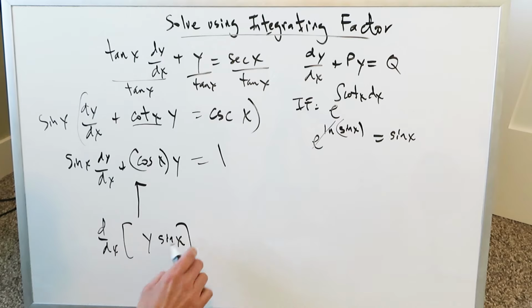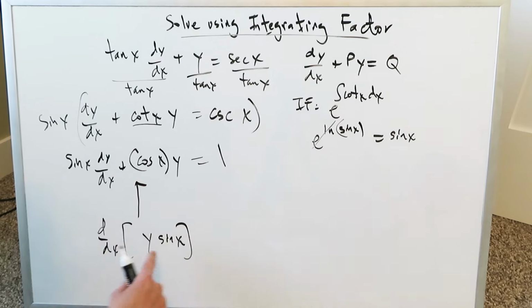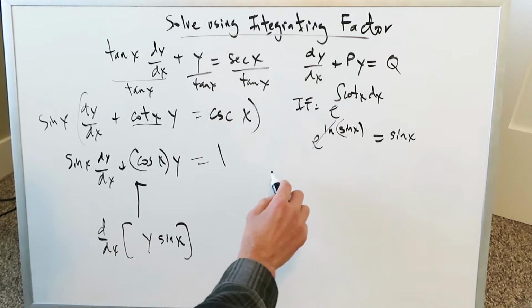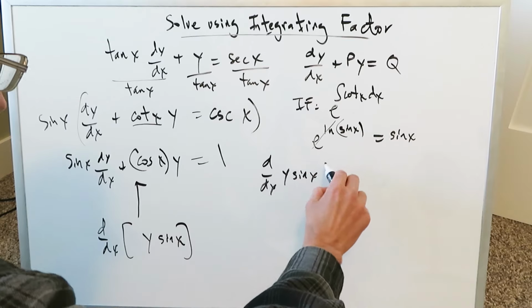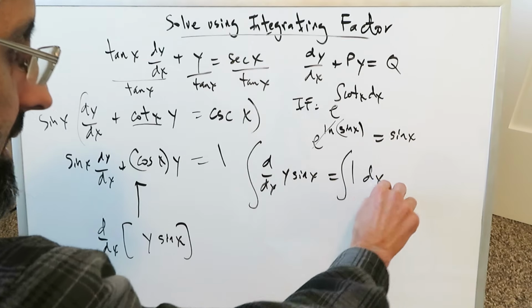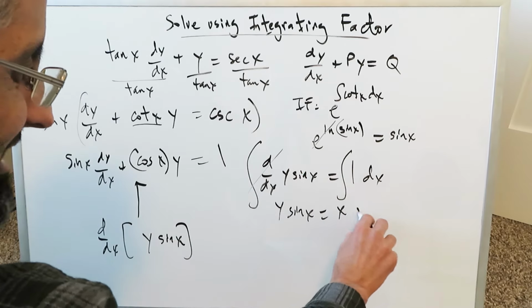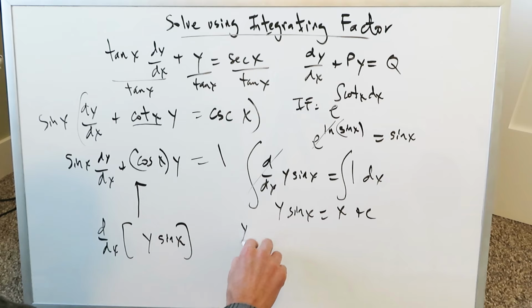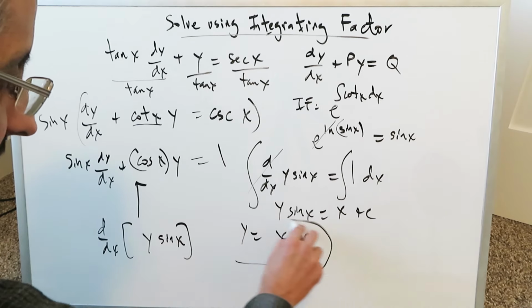If you do the derivative of this by implicit differentiation, you'll have exactly this by means of the product rule. So that's exactly what you will substitute here. You're looking at d over dx of y sine x is equal to 1. Now do the integral of all of this. This right here is just y sine x, but this right here is x plus c. Therefore, y is equal to x plus c over sine x. This can be your final answer.